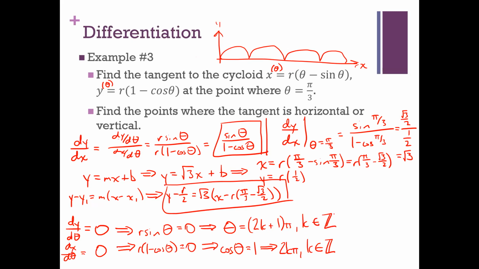So one thing to look out for when you're finding these horizontal and vertical tangents: yes, you want dy dx to be equal to 0 to get a horizontal tangent, but make sure the dx d theta on its own is not 0. Make sure you actually have a well-defined 0.